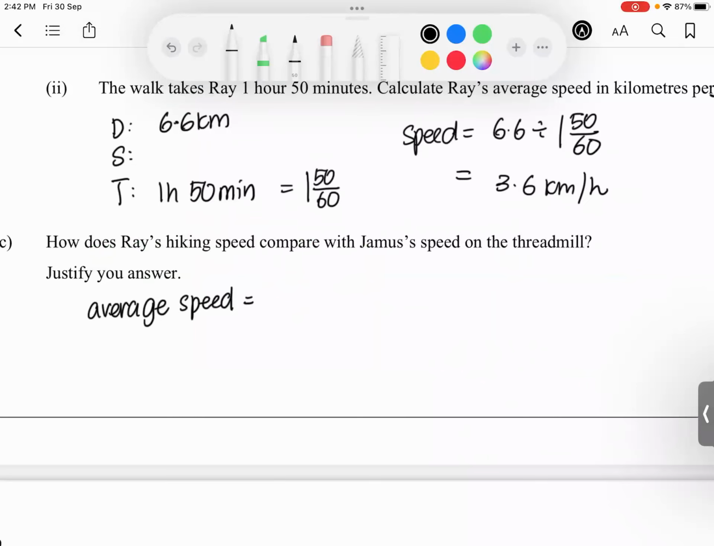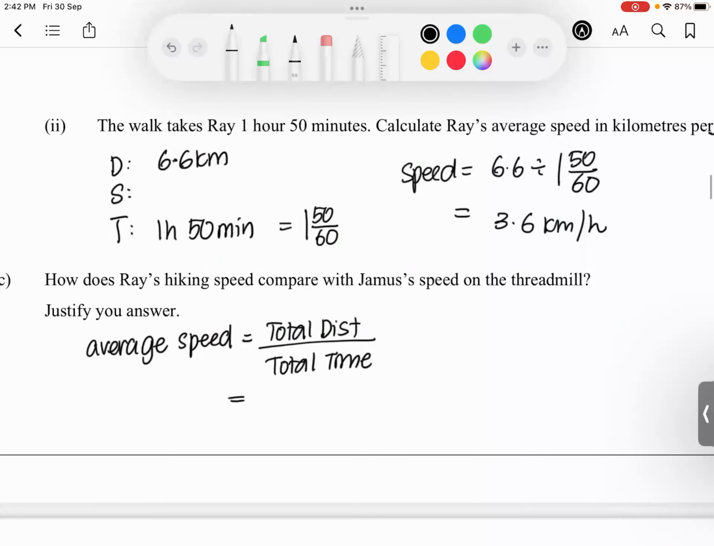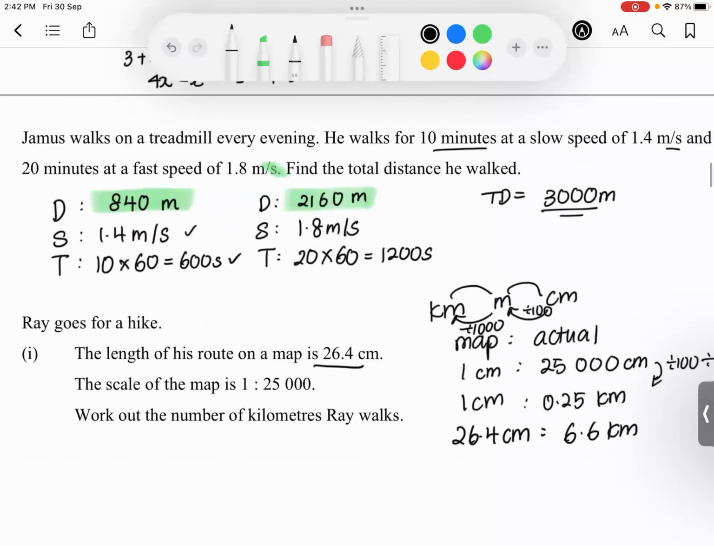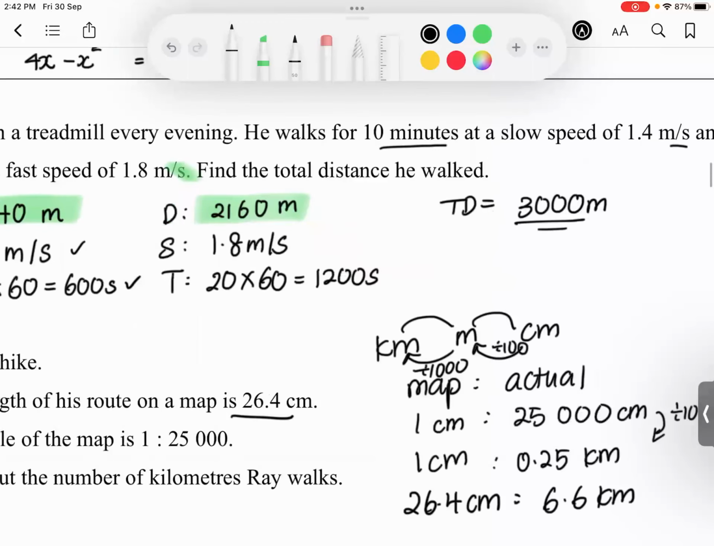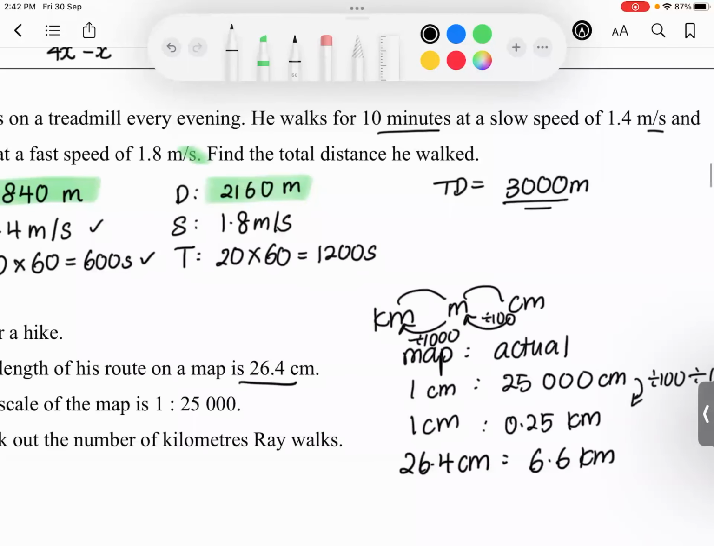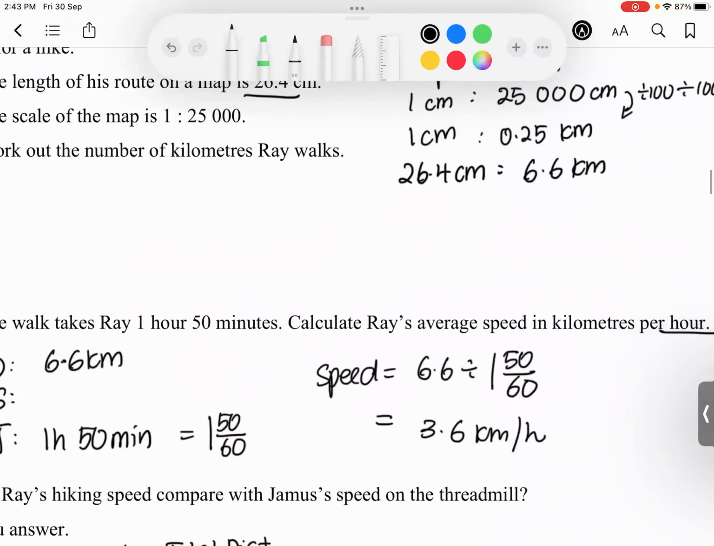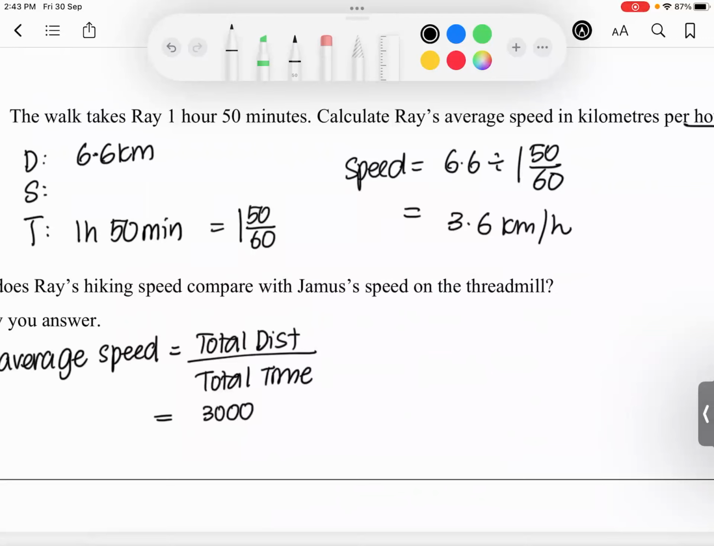Maybe Miao Ying and Jia Xue might have some difficulties, is it? The average speed for James will be the total distance divided by the total time taken. But remember, James' distance was in 3,000 meters. This one over here is in kilometers per hour. So I probably need to change this into kilometers. So 3,000 divided by 1,000 gives me 3 kilometers.